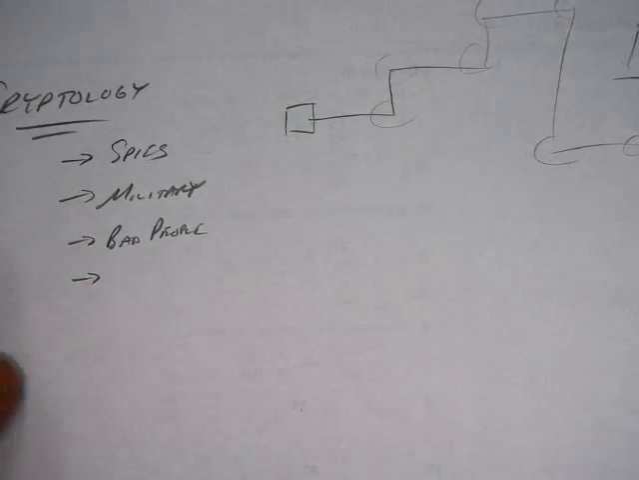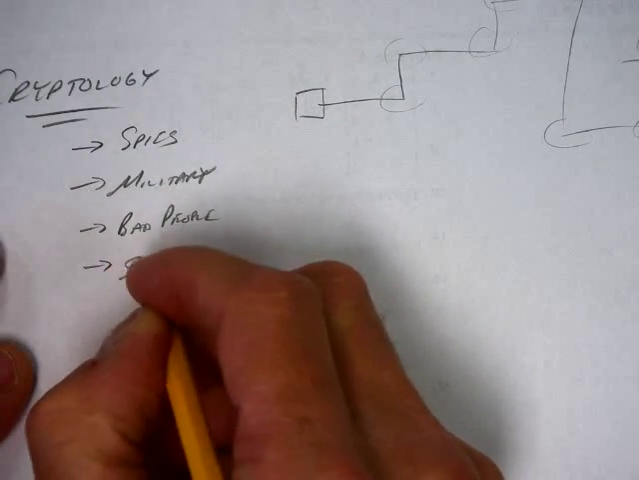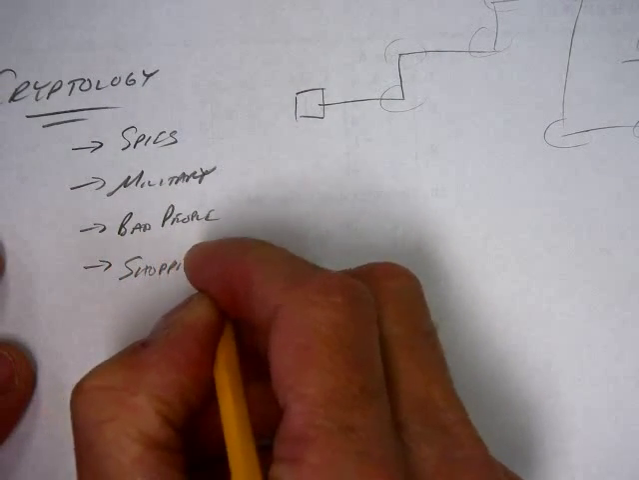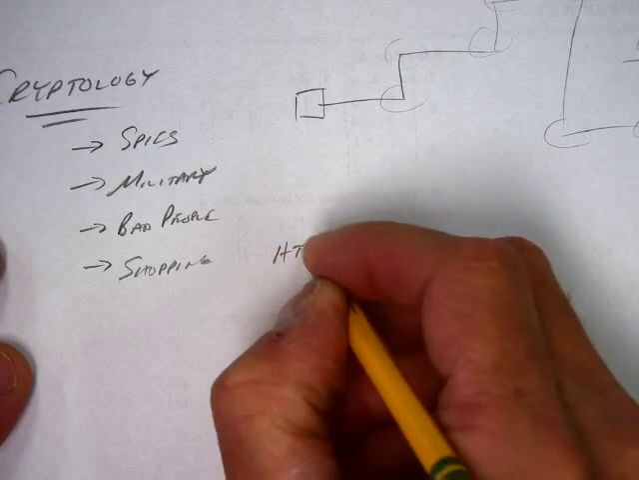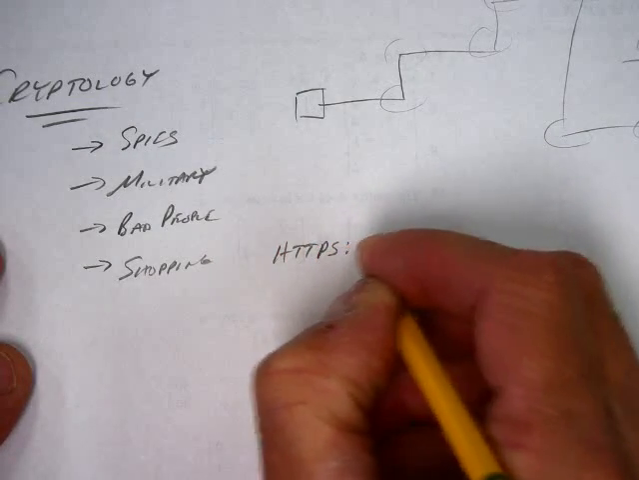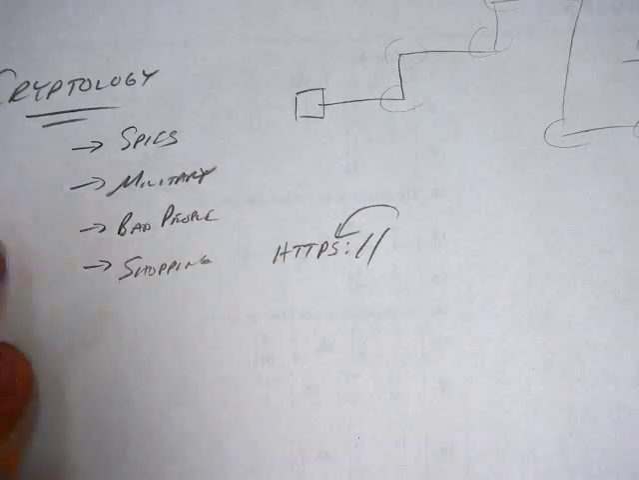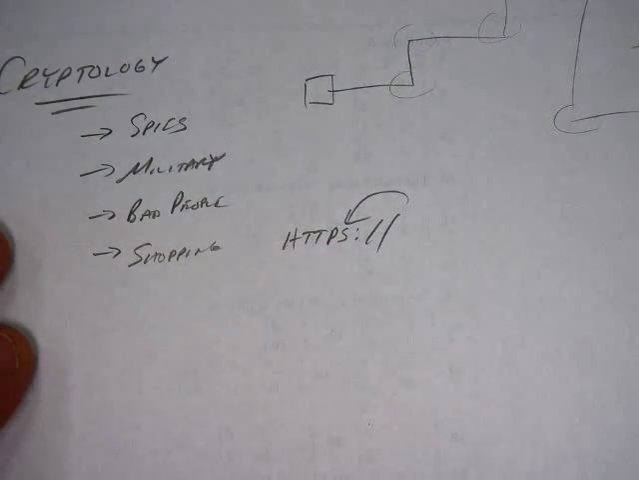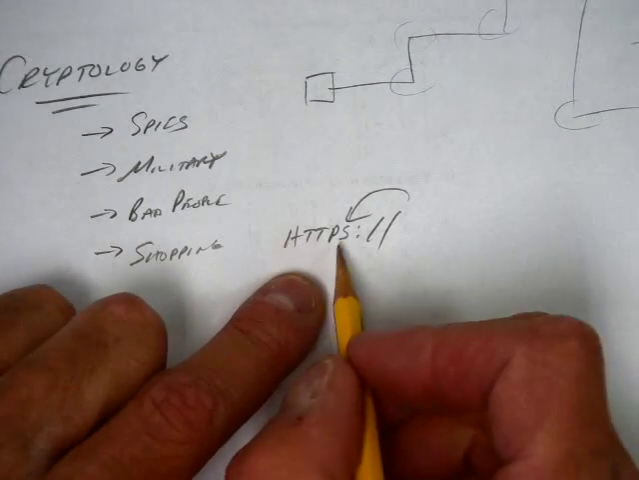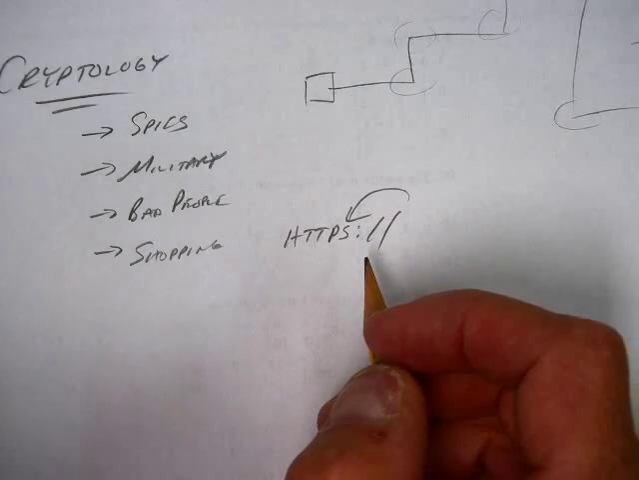But a lot of your credit cards, anything that you do is going to be encrypted somehow. Like if you ever see HTTPS, that means it's secured, so it's being encrypted in some way, shape, or form. HTTP is just the word, it doesn't have a secure connection.